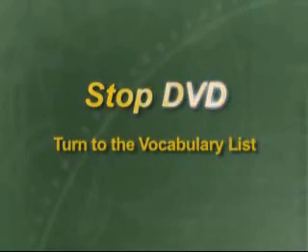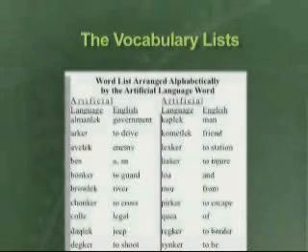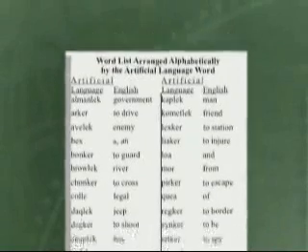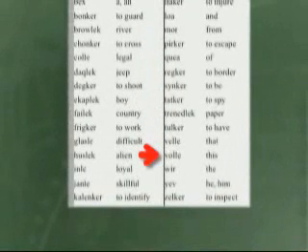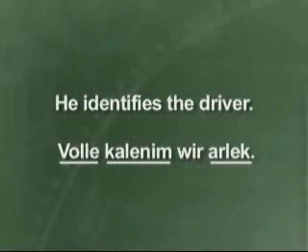Here are the sample sentence and sample translation. He identifies the driver. Vola, Colin M, wir, Arlek. The first word to translate is Vola. Look at the vocabulary list. Find Vola in the artificial language list on the right side of the chart. You'll see that Vola means this. The English sentence starts with he, not this. So in this sentence, Vola is incorrect.